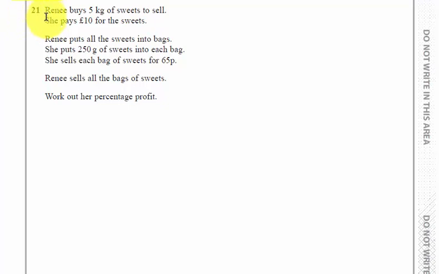Question 21. Renee buys 5 kilograms of sweets to sell. She pays £10 for the sweets. Renee puts all the sweets into bags. She puts 250 grams of sweets into each bag. She sells each bag of sweets for 65p. Renee sells all the bags of sweets. Work out her percentage profit.